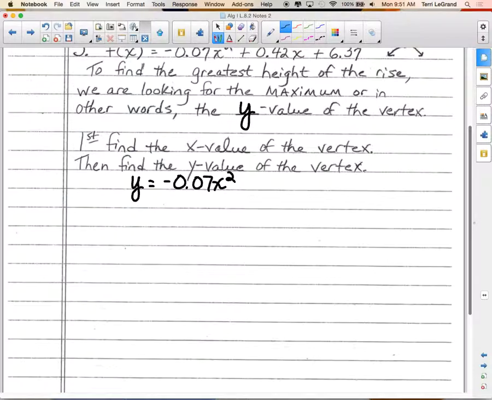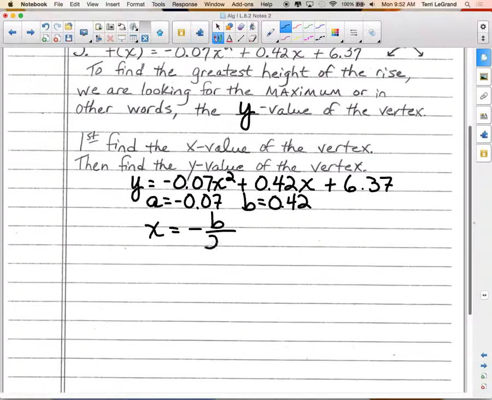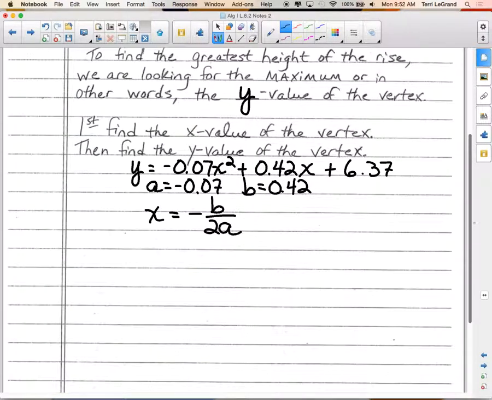So let's write the function down here first. We have y equals negative 7/100 x squared plus 42/100 x plus 6 37/100. We need our a value, we need our b value. Okay. So we're going to start by doing this. We need our axis of symmetry so we can steal from it the x value of the vertex.